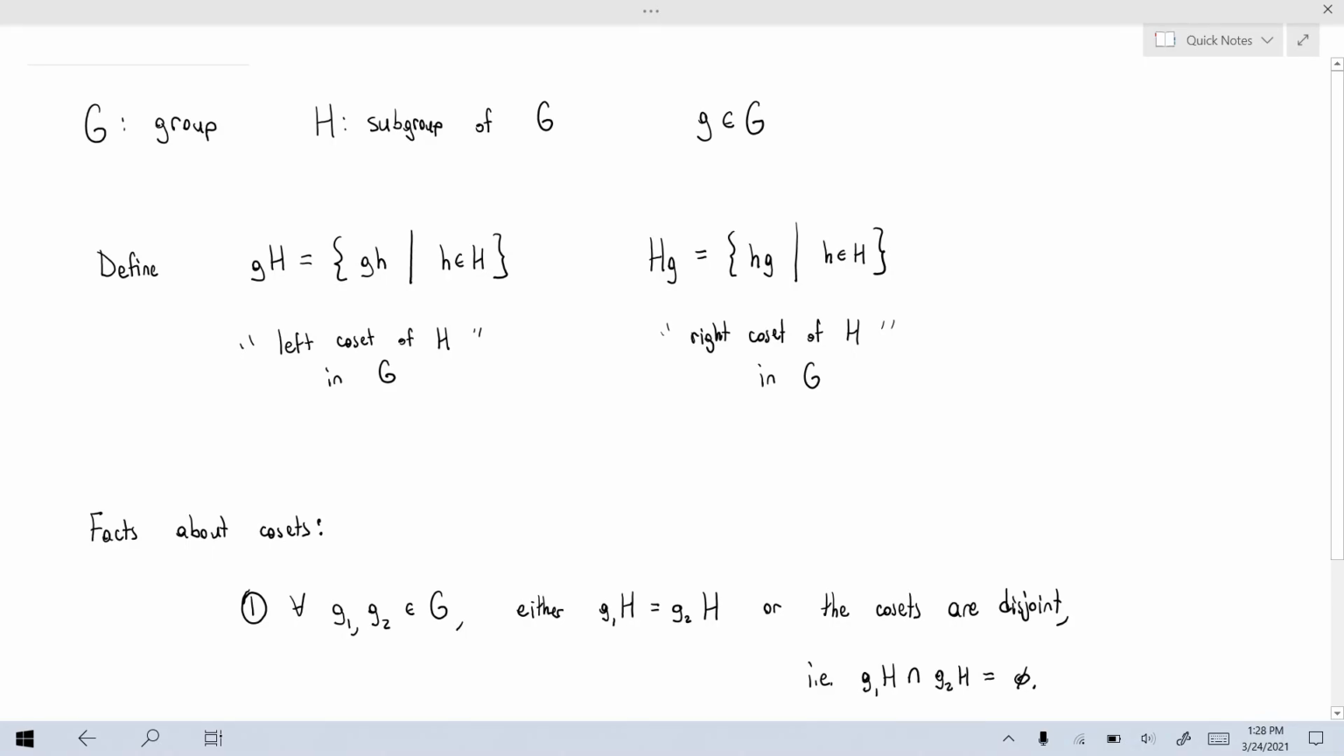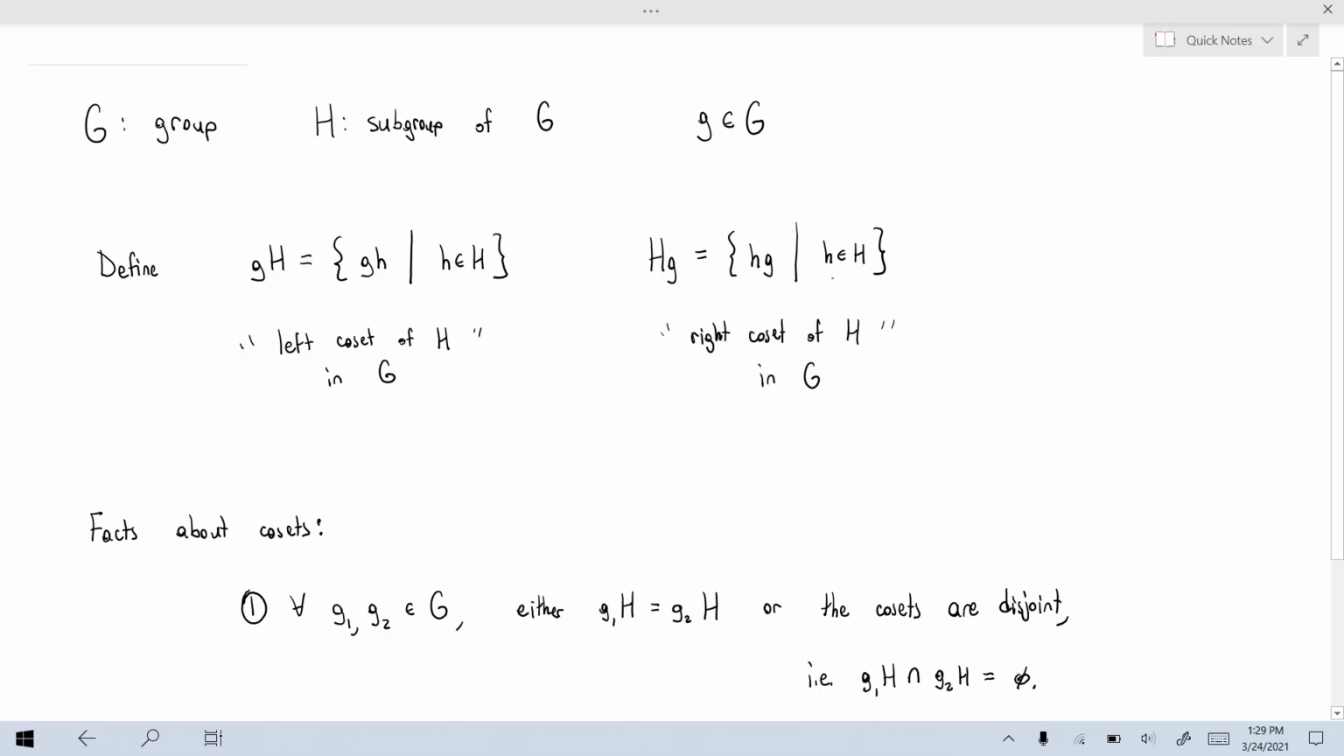Alright, in this video, I'm going to be talking a bit about cosets. So if G is a group, and H is a subgroup of G, and let's say that little g is an element of the group big G. Here I define two sets. The set gH is defined to be the set of all elements of the form gh, where h is an element of H. And similarly, Hg is the set of all elements of the form hg, where h is an element of H.